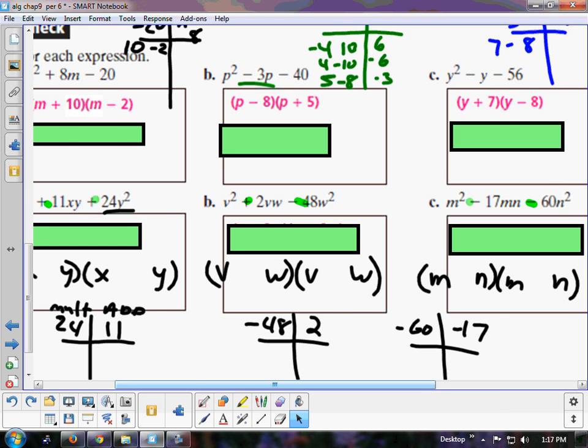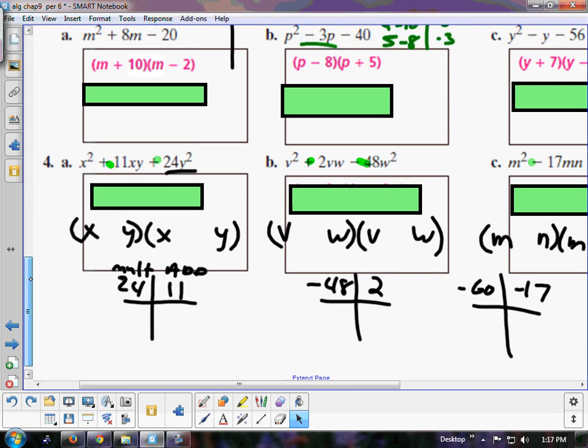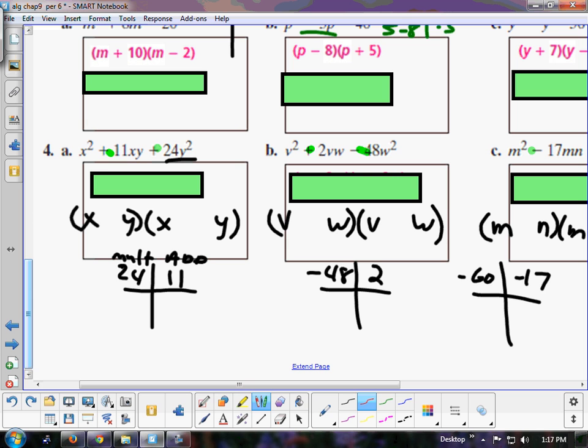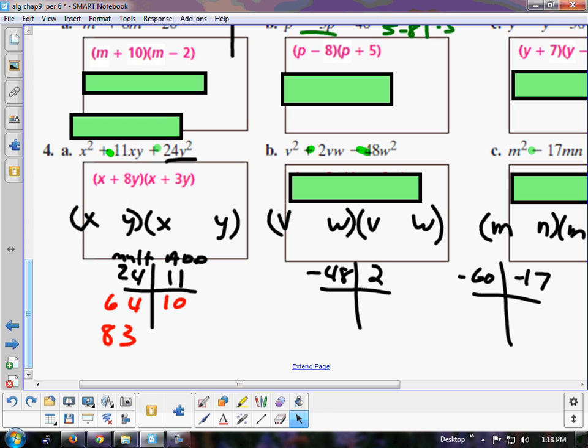Now these might seem tricky, but a lot of times they're the easier of the numbers. 24 to 11. Well, I know 6 and 4 right away, but that's going to get me 10. Would anybody know what the answer is for this one? 8 and 3. 8 and 3 works.